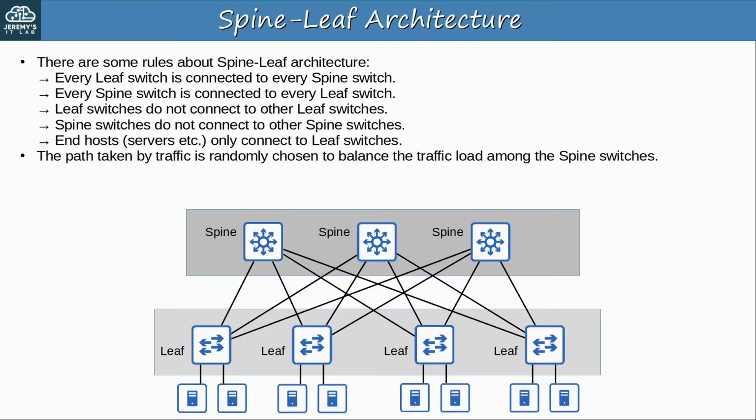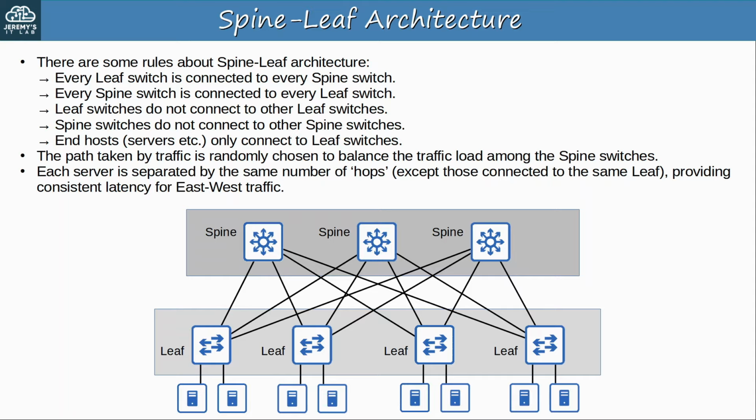The path taken by traffic is randomly chosen to balance the traffic load among the spine switches. And each server is separated by the same number of hops, except those connected to the same leaf switch, which have fewer hops, of course. And this provides consistent latency for east-west traffic between the servers. For example, for this server on the left to reach this other server, the traffic passes through 3 switches. And then to reach this other server, it once again has to pass through 3 switches. So that's spine leaf architecture.